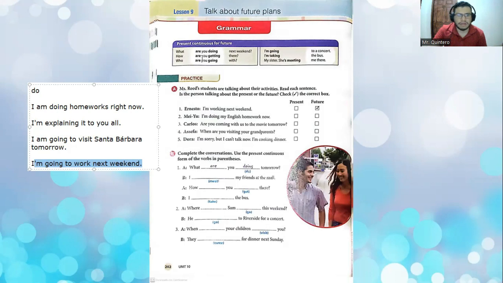How are you getting there? ¿Cómo estás llegando hasta ahí? Tomando un bus. Who are you going with? ¿Con quién vas a ir? Con mi hermana. My sister. She's meeting me there. Nos estaremos reuniendo ahí. She's meeting me there.